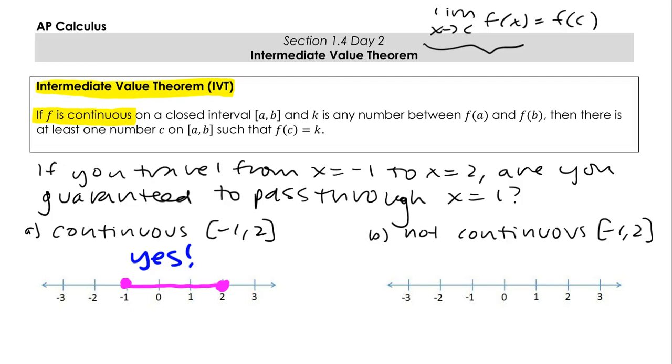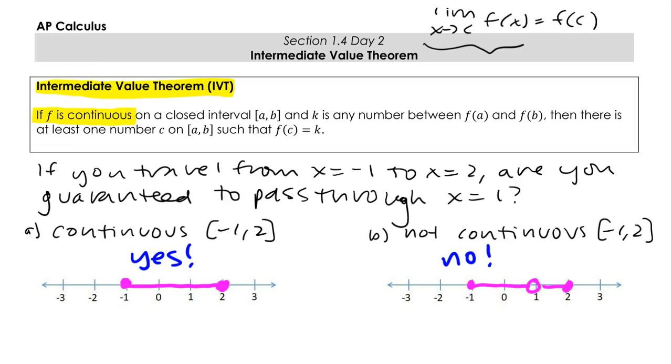Okay, so let's go ahead and draw this so it doesn't work actually. Let's go from -1. What if the gap was here? Okay, would we be guaranteed to pass through 1? Can you guys clearly see this is no? Right, we're not going to hit 1 because there's a gap there. So in order for IVT to work, we need to prove continuity.